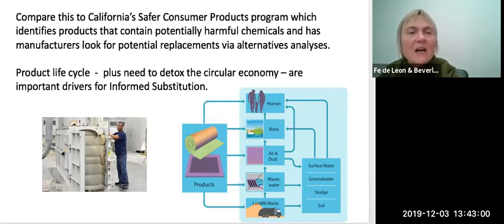So compare this to California's Safer Consumer Products Program, which, as the name emphasizes, is about products. It identifies products that contain potentially harmful chemicals, and it asks manufacturers to look for replacements using alternatives analysis. They are really pushing for high rates of carpet recycling in California, which is why they're paying so much attention to PFAS in carpets. The schematic on the right, taken from the Department of Toxic Substances Control in California, shows why carpet became a priority product: exposure in homes, but also in landfill waste. It just circulates back into our environment, into our air, groundwater, sludge, etc.